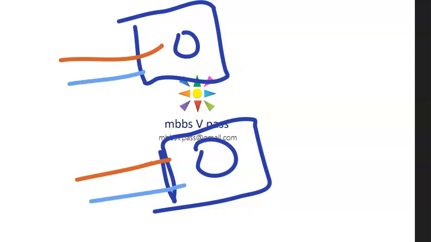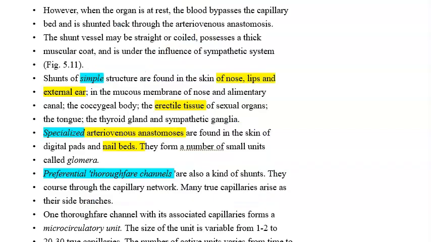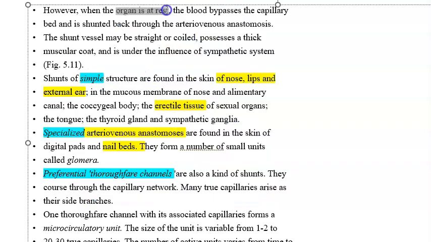Between these two, there is a shunt. We are calling it a shunt, okay? So this will be used only when this organ is not working. When the organ is working, the shunt won't be used. So basically when the organ is at rest, what will happen? The organ wants to rest, right? So what will it do with all the blood? The blood bypasses and the shunt is used, okay?